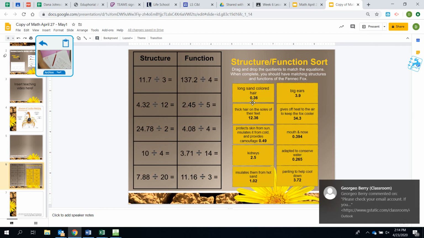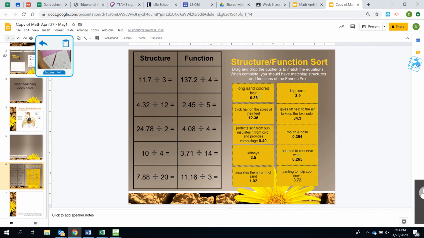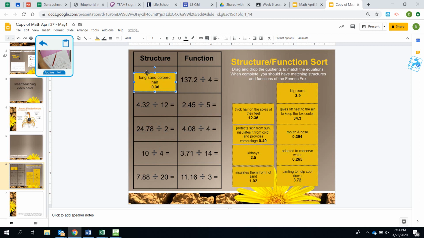Okay, so these boxes can be highlighted, and you just drag and click them or drag and drop them. So if you thought that was the right answer, you would put it right there. So when you're done, this is going to be empty, and this is going to be all yellow over here because you're going to put them all there. But you need to notice that this column needs to be a structure, and this column needs to be a function. So long sand-colored hair is probably not a function, I would think. But, you know, you can think through all that. So put it back over here, and let's do number 1, the 11.7.